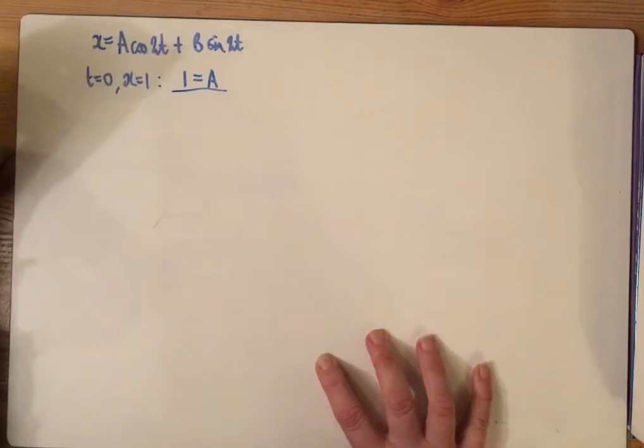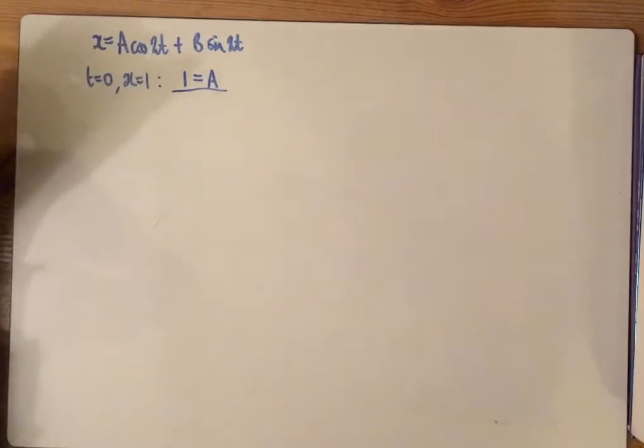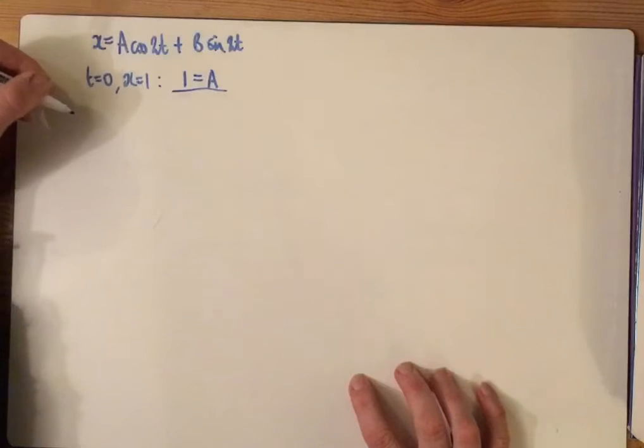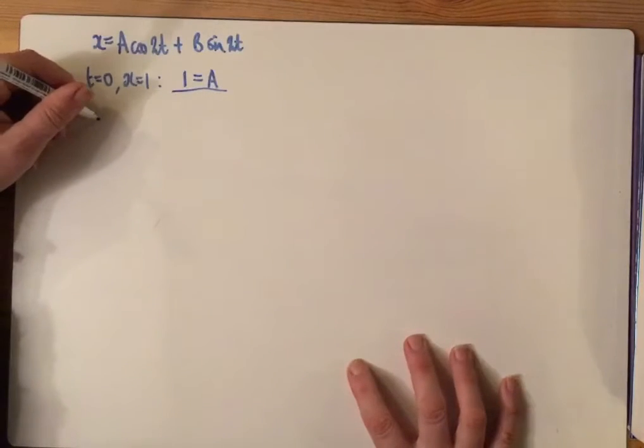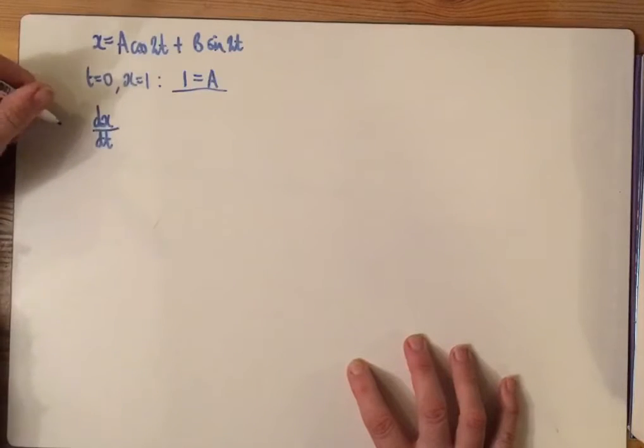And we also know that the velocity is 4 when t is equal to 0. If you ever need to get to the velocity, you can differentiate the displacement. So differentiating to get to the velocity with respect to t.